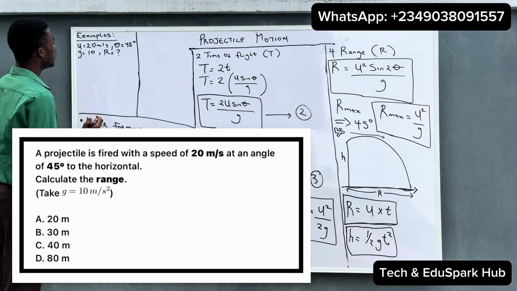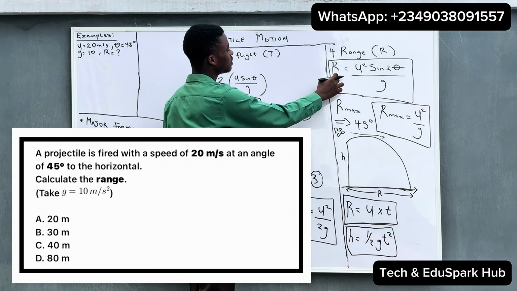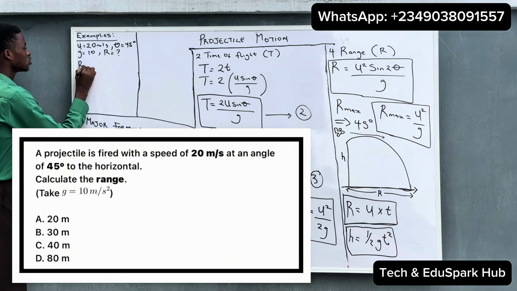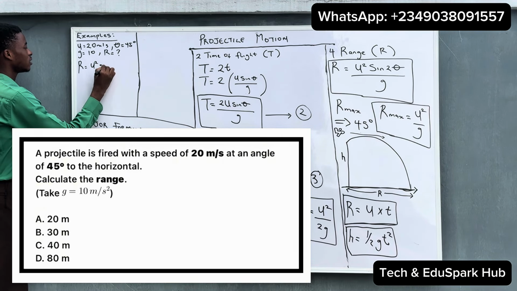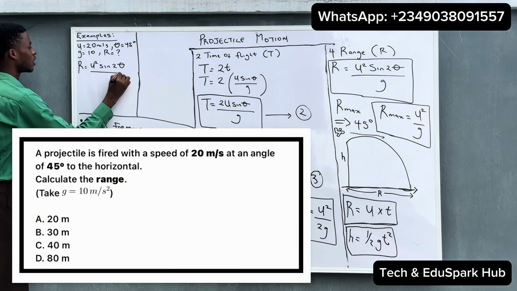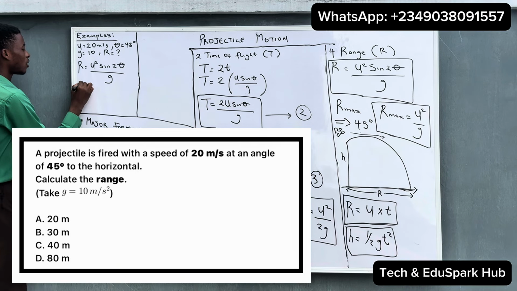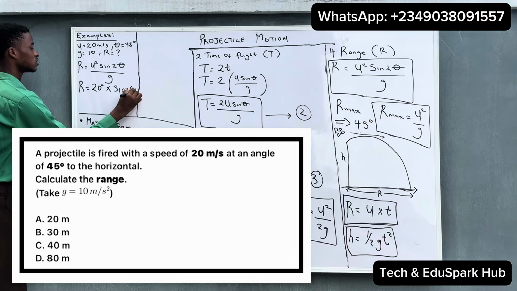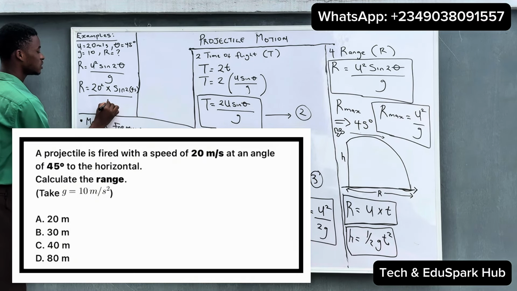From what we know, our R, which is the horizontal range, is given as R equals u square sine 2 theta over g. Substituting our parameters, we have R equal to, what is our u? Our u is 20. So we have 20 square multiplied by sine 2 times 45 degrees, divided by our gravity, which is 10.